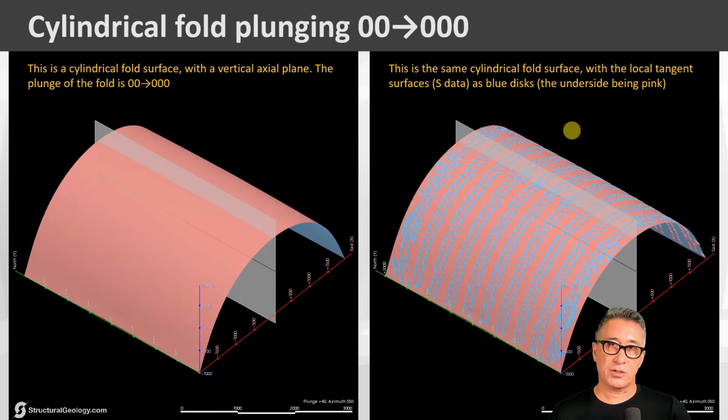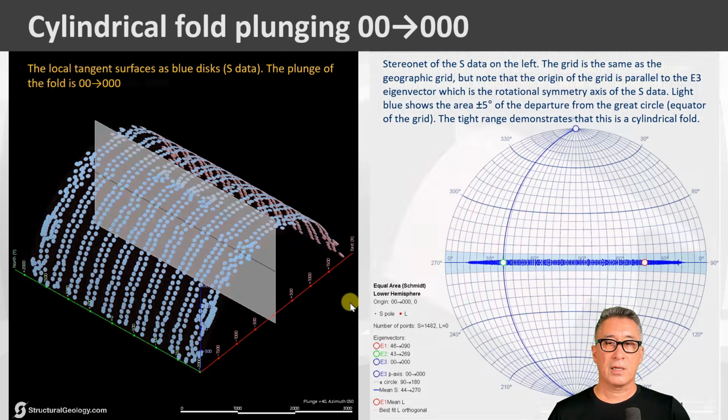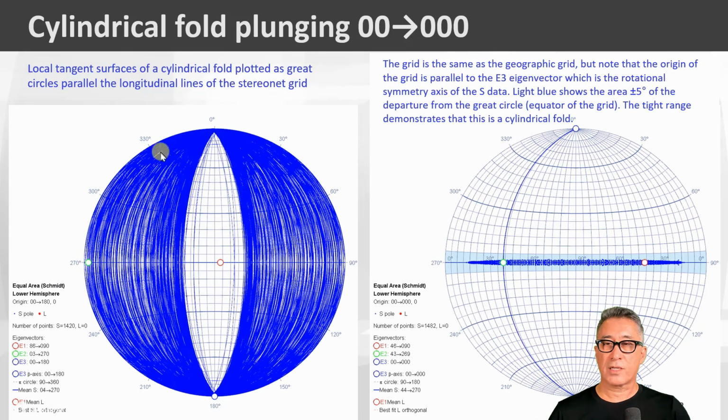Now, I explained to you what a cylindrical system looks like. This is a fold that is plunging horizontally to the north, and it's a completely cylindrical fold. You take the tangents of the fold and then you plot them on a Stereonet, and it looks like this. The poles are lying along the equator, so that's a great circle of that grid. Okay, so this is your typical meridional grid. These are the great circles here. Okay, so these are the poles.